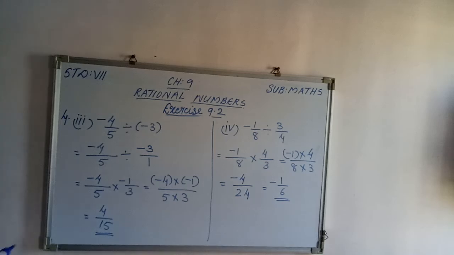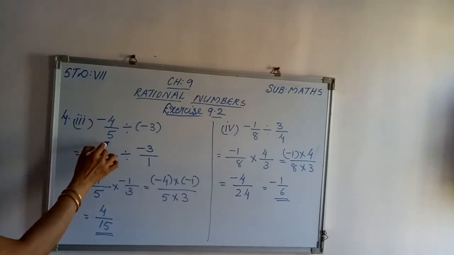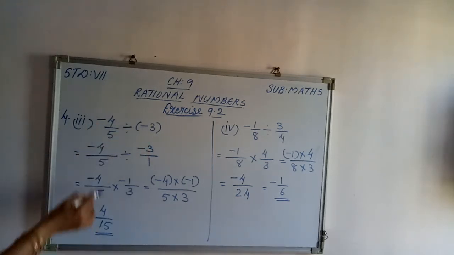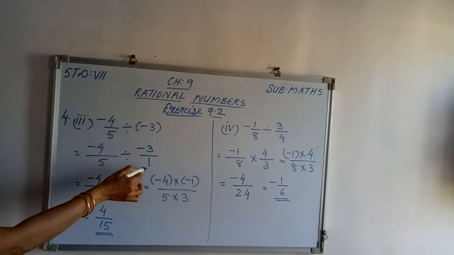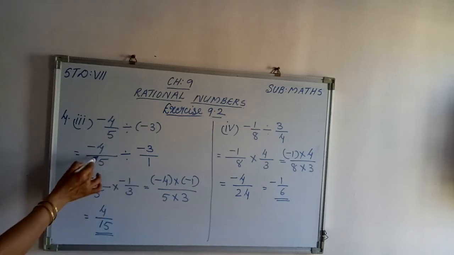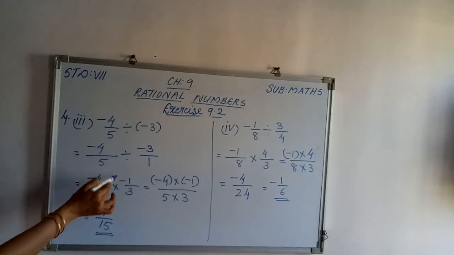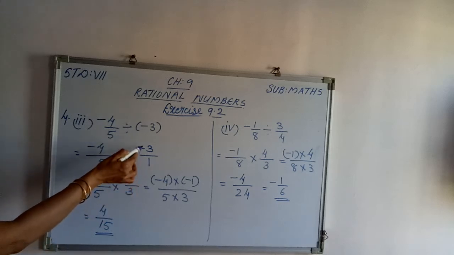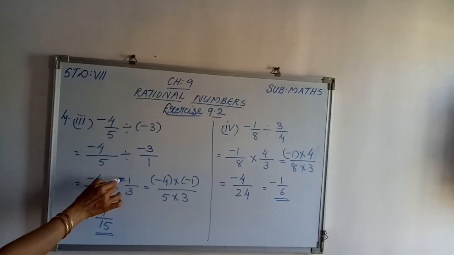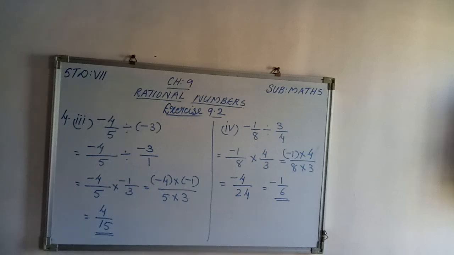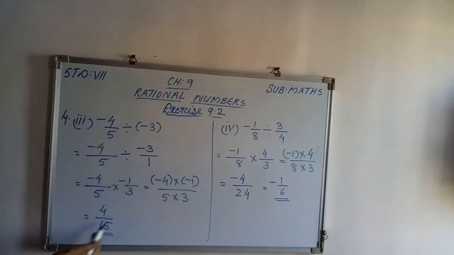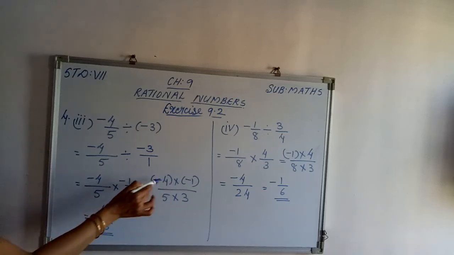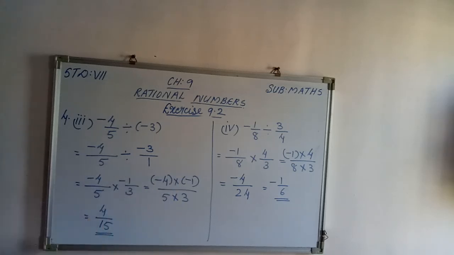Now question 3. Minus 4 upon 5 divided by minus 3. So minus 4 upon 5 divided by minus 3 can be written with minus 3 upon 1. Then minus 4 upon 5. Division changed to multiplication. Reciprocal of minus 3 upon 1 is minus 1 upon 3. So multiply the numerators. Minus 4 into minus 1 upon 5 into 3. Minus into minus becomes plus. 4 into 1, 4. 5 into 3, 15. So 4 upon 15 is the answer.